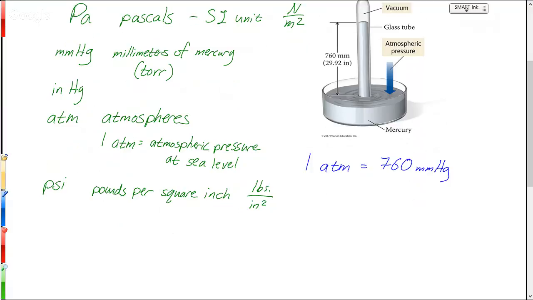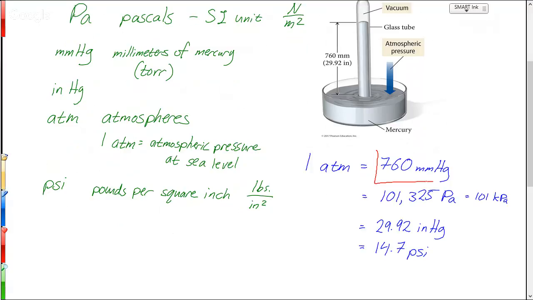And then the other ones, let's take a look at them just so we have a sense of how big they are. You don't need to know these. An atmosphere is about 101 kilopascals, 29.92 inches of mercury, and 14.7 psi. So make sure you know this one. The other ones will always be given if you need them.